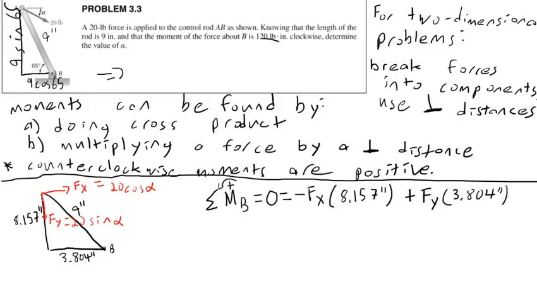This is the perpendicular distance from the line of action of Fy to point B. Again, you might be tempted to say, oh, force times distance, 20 sine theta times 9 inches. That's not what you want to do, because it's not the actual distance from the point the force is applied to the point we're taking moments about. It is the perpendicular distance from the force's line of action to the point we're taking moments about.